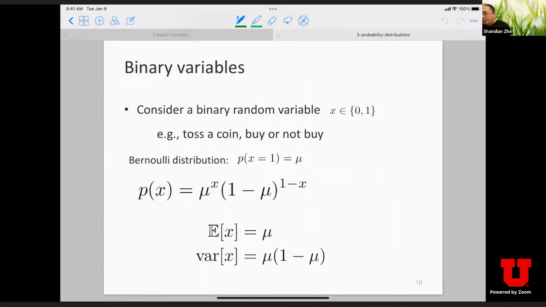So let us start with binary variables. If I want to use a probability distribution that describes binary variables, which distribution will you come up with in your mind? Any thought? Binomial? Not yet. Just one single outcome, which is binary.